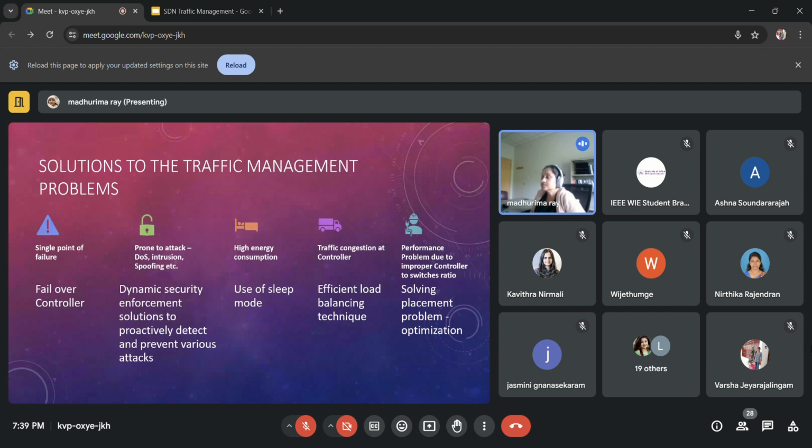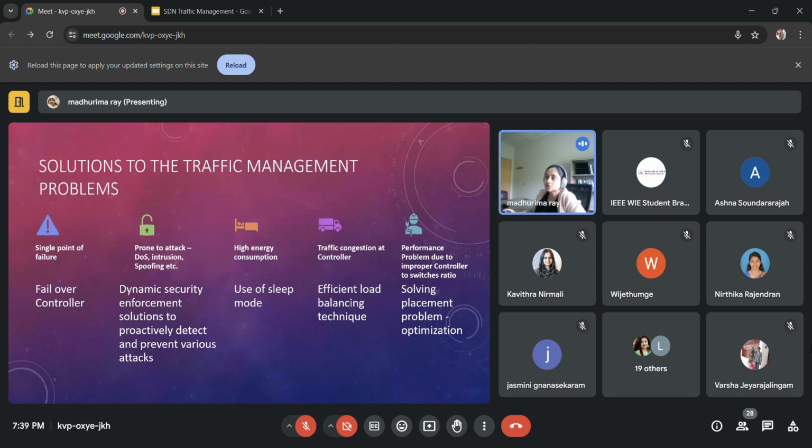High energy consumption: the solution is to use sleep mode. I'm going to show how that works. Traffic congestion at the controller: if there is congestion going on, we have to adopt some load balancing technique to balance the load. And finally, for the performance problem, where the controller to switch mapping is not appropriate, we have to use some controller placement algorithm that is even, and will try to do justice to all the controllers.